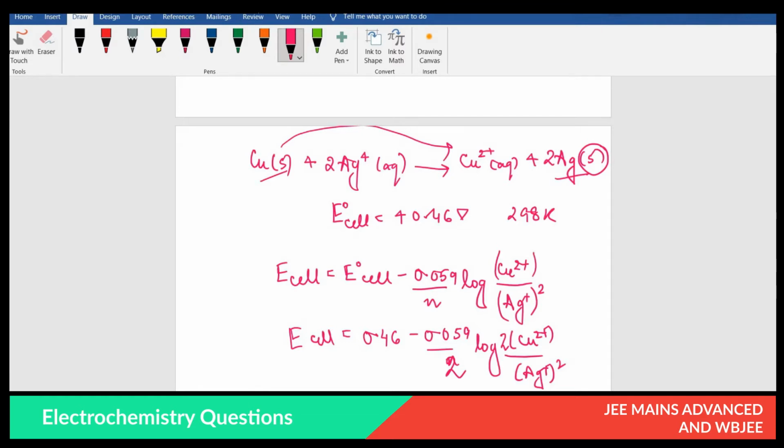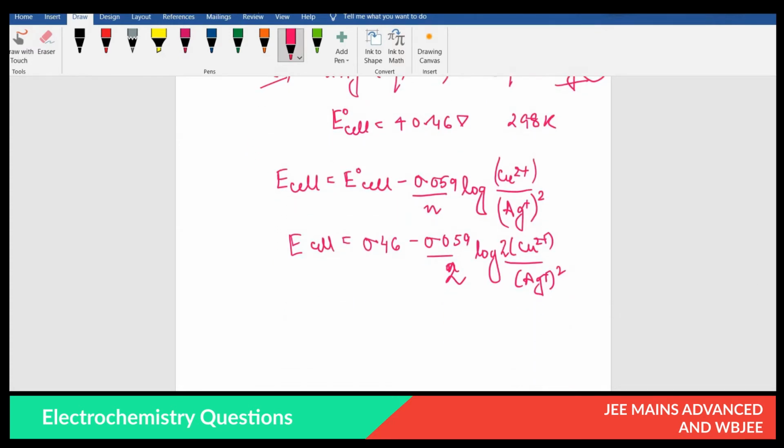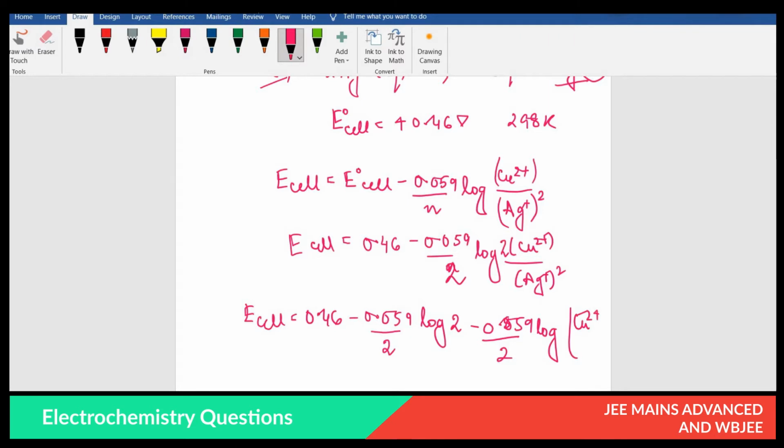Now, how will we change the equation? See, we can write this equation as E cell is equal to 0.46 instead of writing E0 cell a number of times. We can write it as minus 0.059 by 2, right? We can write as log of 2 and minus 0.059 by 2 log of this part, the whole thing, Cu2+ concentration divided by Ag+ concentration whole square.